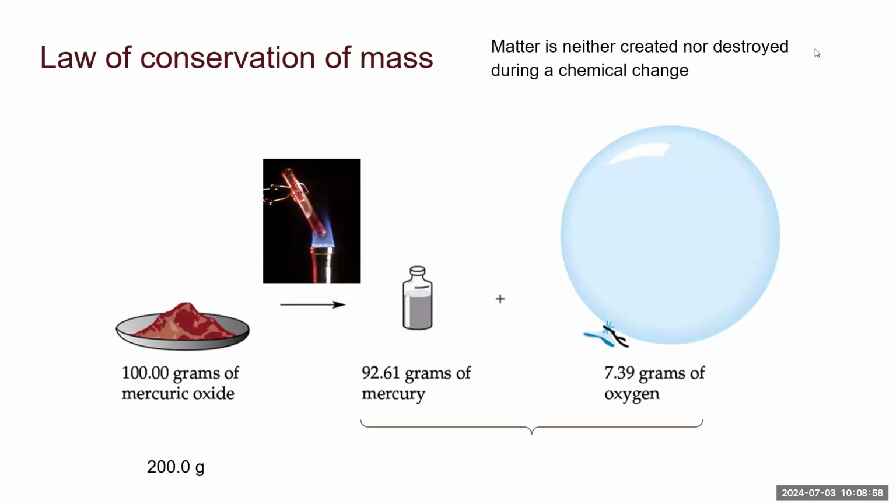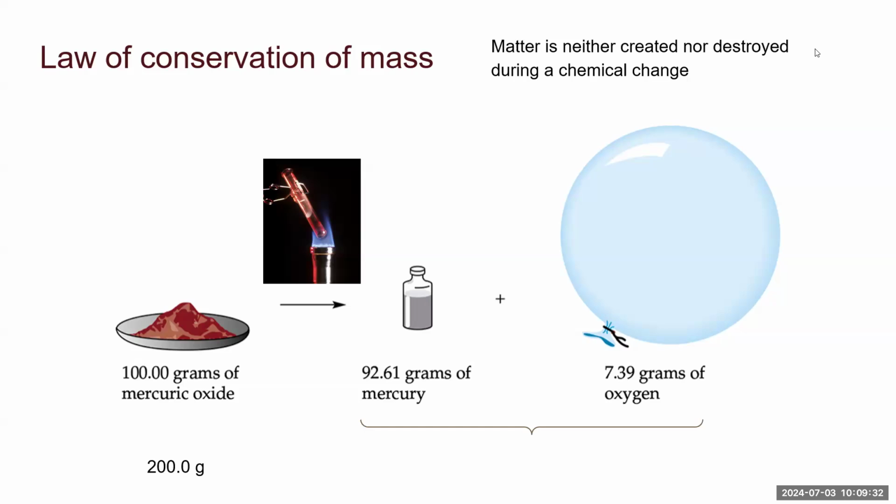So we've got a compound that's made up of mercury and oxygen. If you put this over an open flame with a Bunsen burner, the mercury and the oxygen are going to separate. The oxygen is going to be released as O2, and with the right instrumentation, you can capture that gas. So from that 100 grams of mercuric oxide, you get 92.61 grams of mercury and 7.39 grams of oxygen.